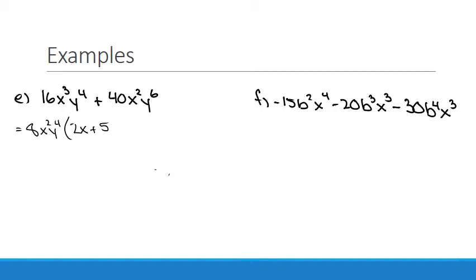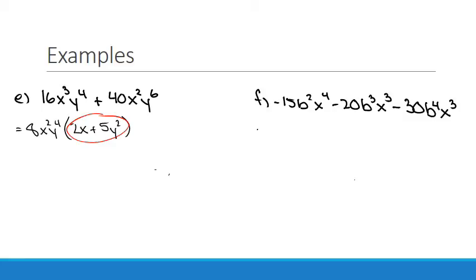X squared divided by x squared, that's 1. Again, I'm not going to write that down because 5 times 1 is simply 5. Y to the 6th divided by y to the 4th is y squared. And there we go. Before you leave a question, you should always give a quick look and see, is there any more that I can pull out? And in this case, there isn't, so now I feel good to move on.